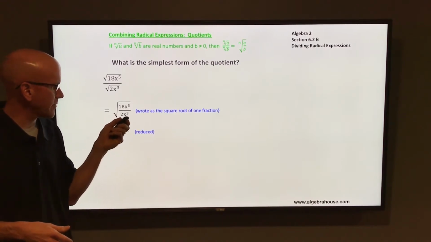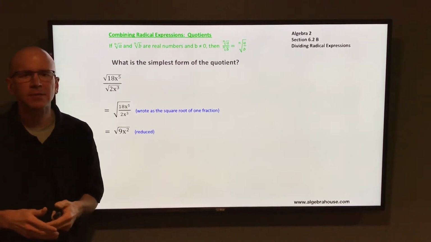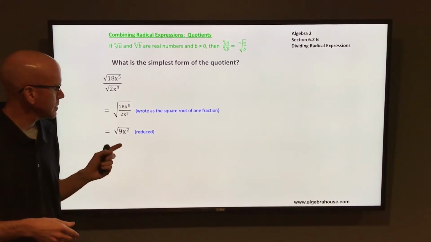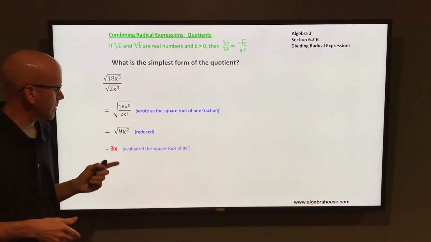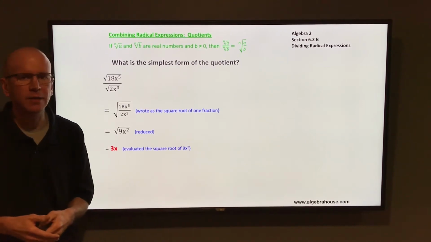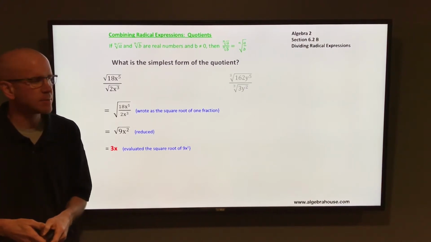And x to the fifth divided by x to the third. Remember, when you're dividing with the same base, the base is x, subtract the exponents. So that would be x squared. So you're looking at the square root of 9x squared. Square root of 9 is 3, and the square root of x squared would be x. So that simplifies to be 3x.